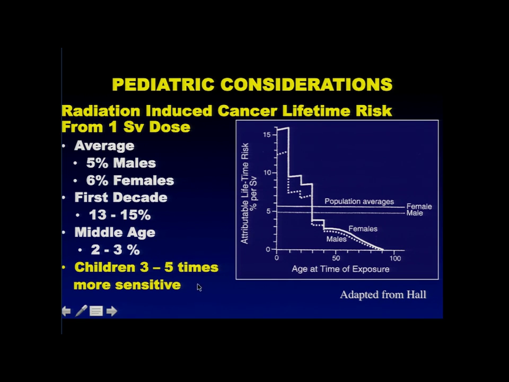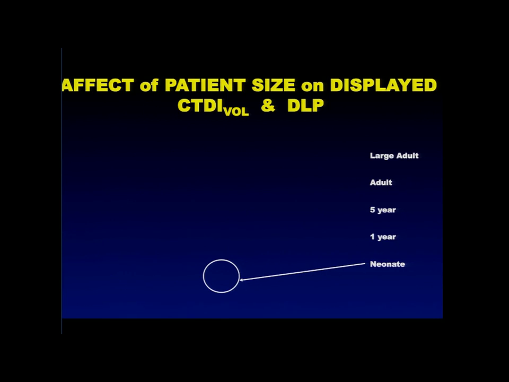And as a result of that, we assume that children are 3 to 5 times more sensitive. Now, I say assume because there's been data recently published that shows that this elevated level of sensitivity is true for some carcinogens, but not all. So we keep learning more as time goes on.